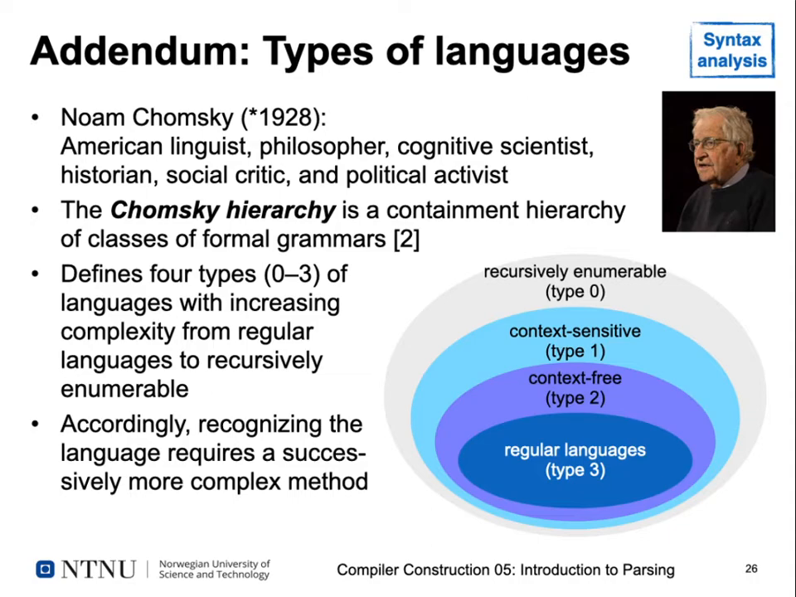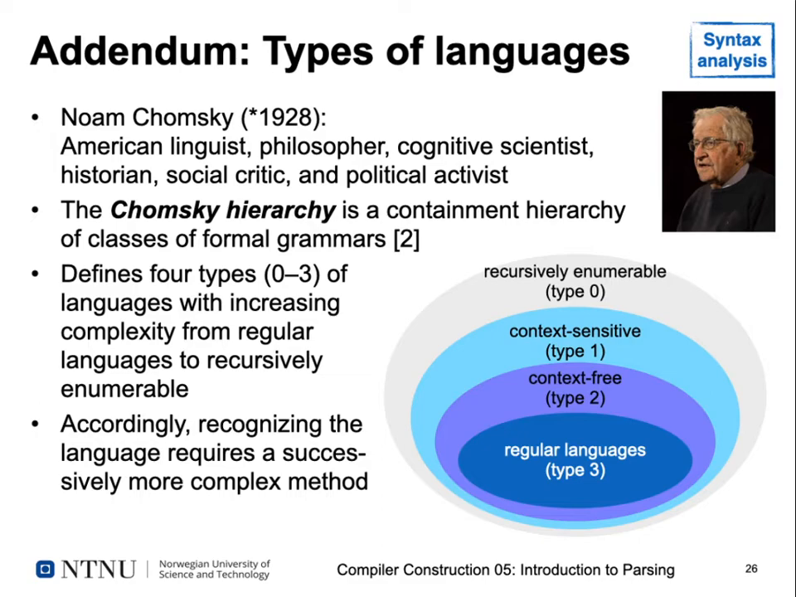So in this hierarchy he defines 4 types, 0 to 3, of languages, and these types have increasing complexity. We start with regular languages, and this goes to languages we call recursively enumerable. Regular languages, you should know them. These are the languages that can be detected by a regular expression or a DFA. Then the next more complex type are context-free languages, which we've seen before. Then we can also have context-sensitive languages and recursively enumerable languages. We'll take a look at some examples for the other types later on in this course.